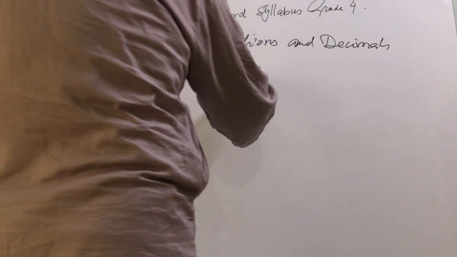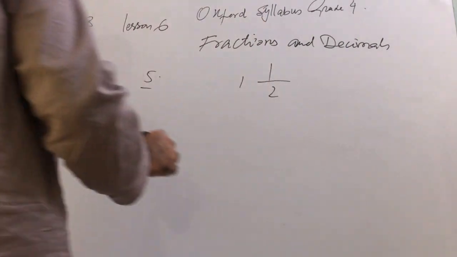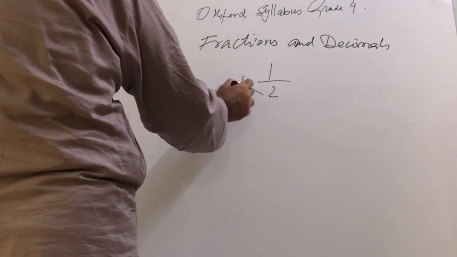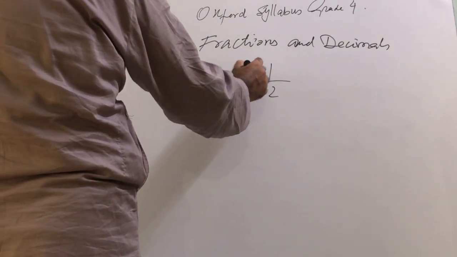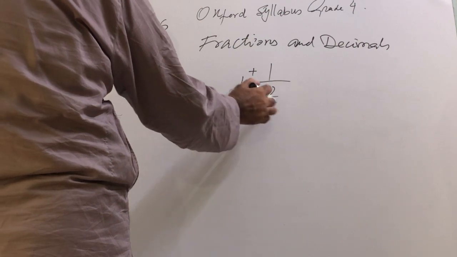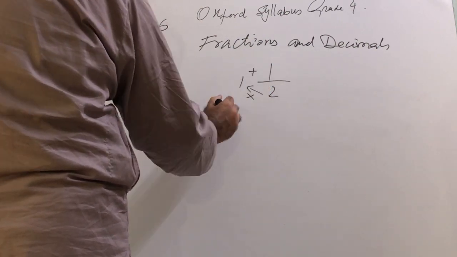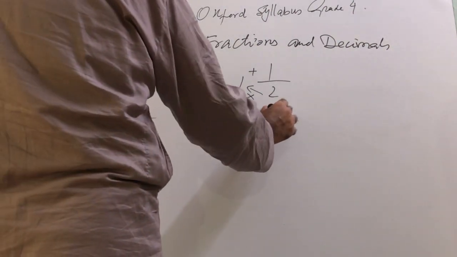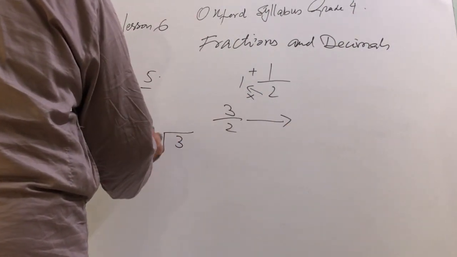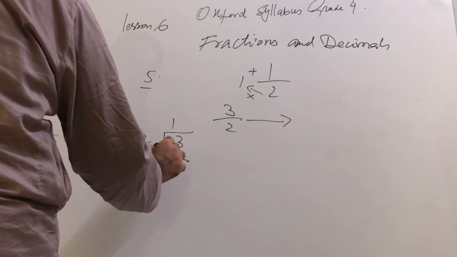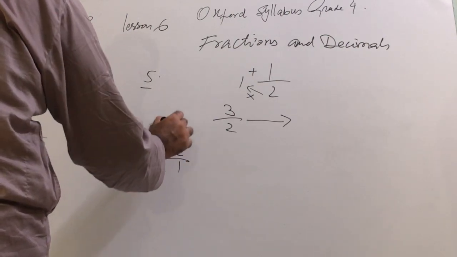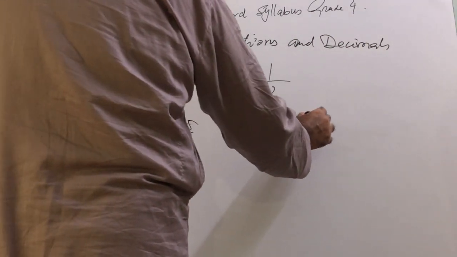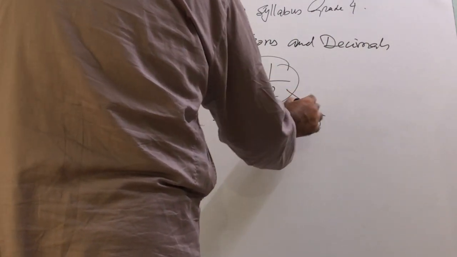It says we need to convert 1 and 1 over 2 as a decimal. This is a mixed form. First we will convert it into an improper fraction. How? 2 multiplied by 1 is 2, plus 1, 3. 2 remains the same in the denominator, 3 over 2. Now we will convert it into a decimal. Just divide it by 2. 2 ones are 2. Subtract. 1 is smaller than this. Put a point. Put 0. 2 5s are 10. So 1.5 is the answer. So this one we have converted into a decimal.